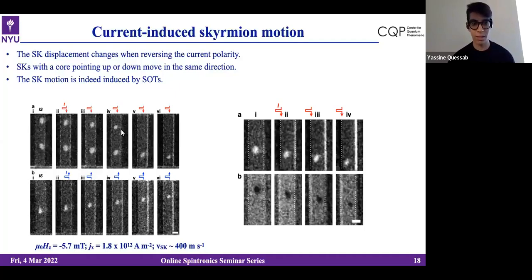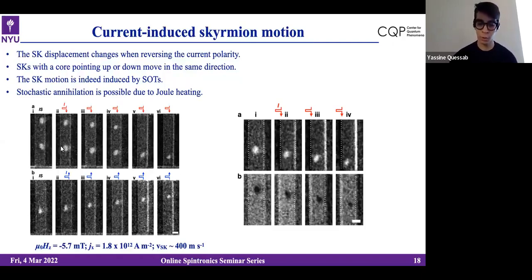Interestingly, you can see here that after the third current pulse, the top skyrmion disappeared, because we observed stochastic annihilation, and we think that is due to Joule heating, because again, these larger skyrmions have a very short lifetime, that is indicative of a smaller energy barrier. And unlike in ferromagnetic materials, here we haven't seen a strong deformation of the skyrmions, but rather a shrinking of the skyrmion, as you can see in these images.